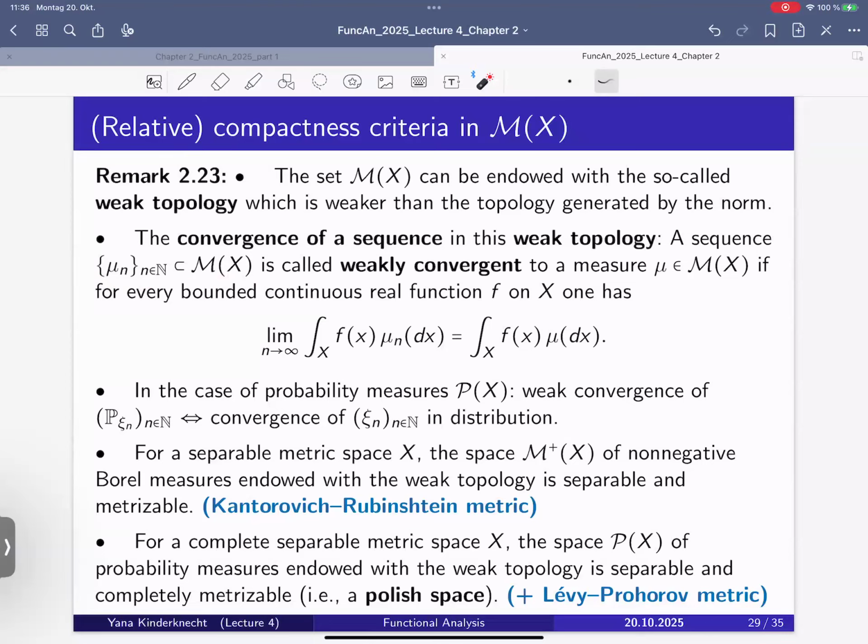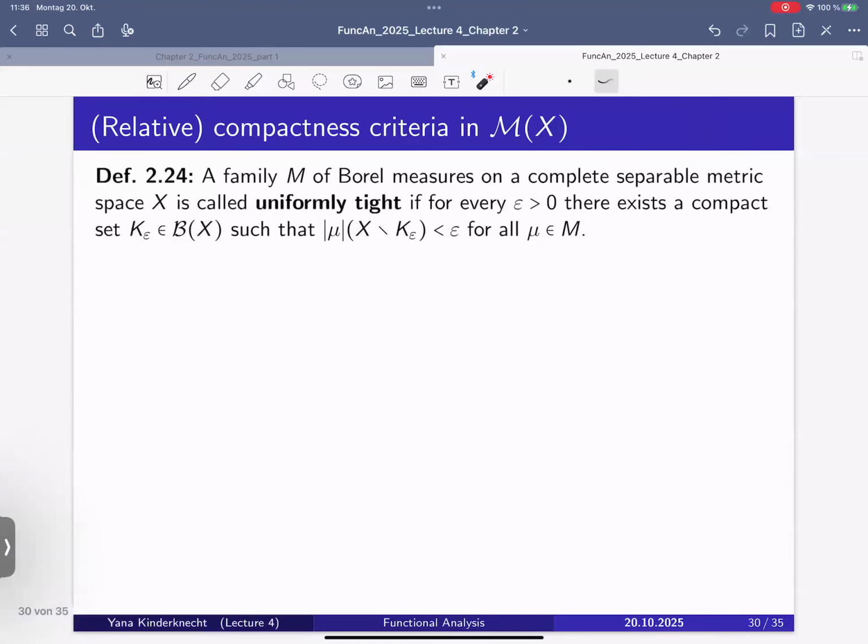In order to formulate the compactness criterion in this set, or in this set, or in this set, we need, again, a kind of equicontinuity or tightness or whatever. So let us see what we need. Definition 224. A family M of Borel measures on a complete separable metric space. So we consider only this perfect case, complete separable metric space. A family is called uniformly tight if for every epsilon positive there exists a compact set K epsilon such that this holds. Again, roughly speaking, the supports of all measures in the family are more or less concentrated in this compact set. What does it mean?